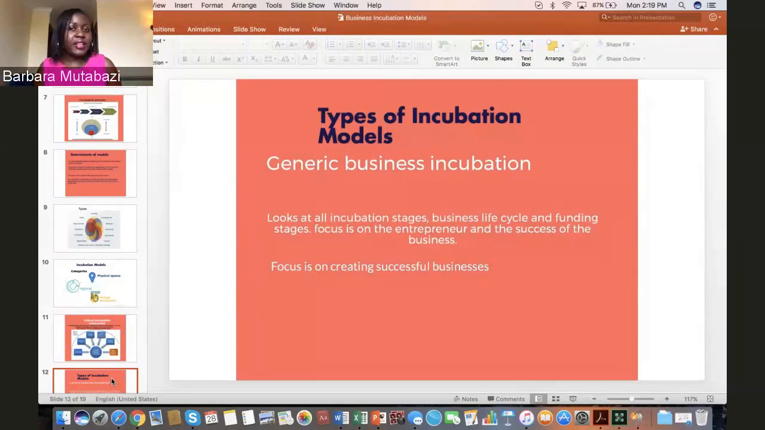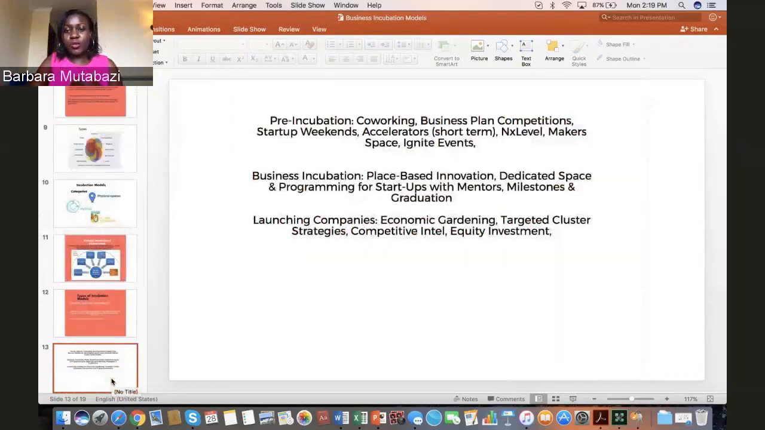That is also fine. Depending on what model you choose, it will determine the kind of people that you bring in and what support you offer. So on the generic one, again, you're going to look at the pre-incubation, you're going to look at business incubation and launching the companies. You're basically helping them.